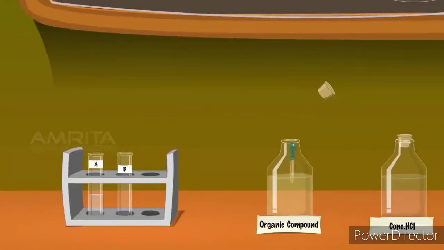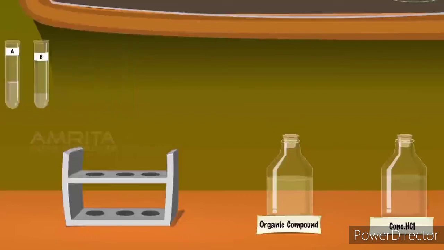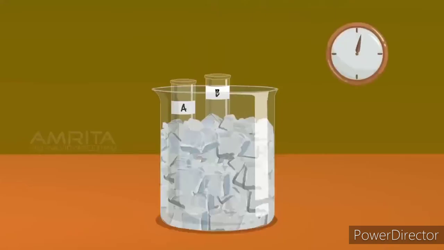Using a dropper, transfer a small quantity of organic compound into test tube B. Using another dropper, add a small quantity of concentrated HCl to test tube B and shake the test tube well to dissolve the compound in HCl. Take the test tubes. Place them in an ice bath and allow them to cool for some time.